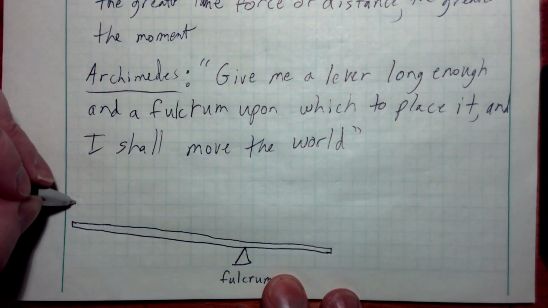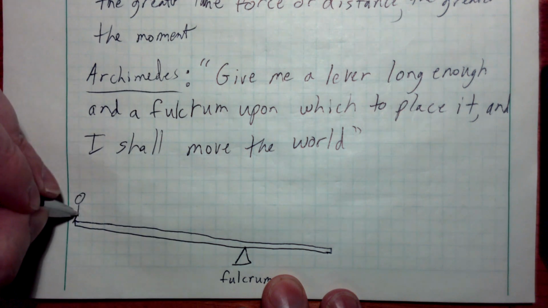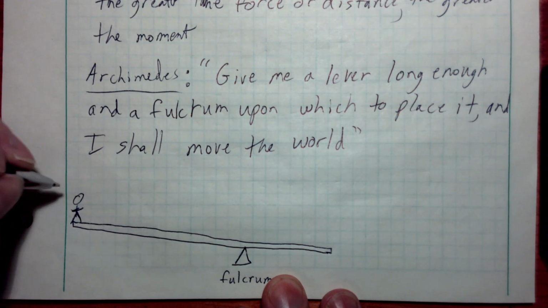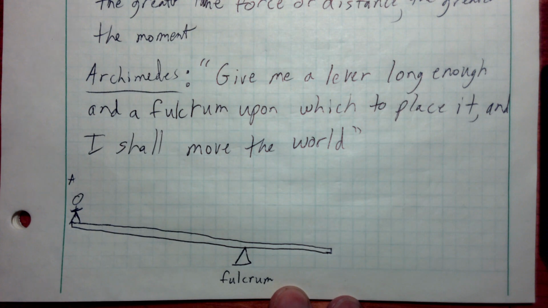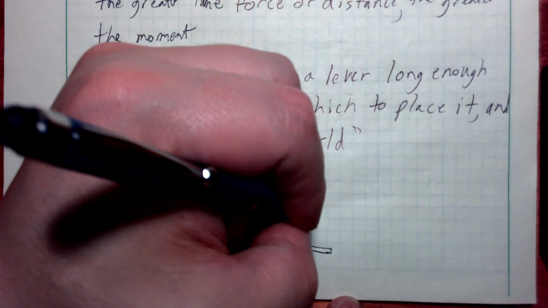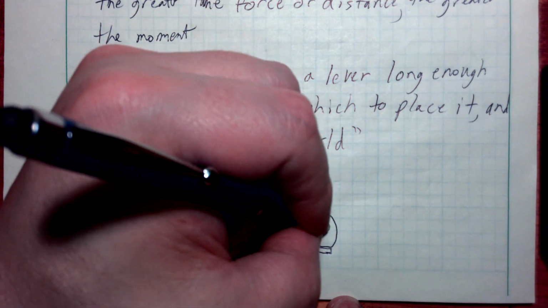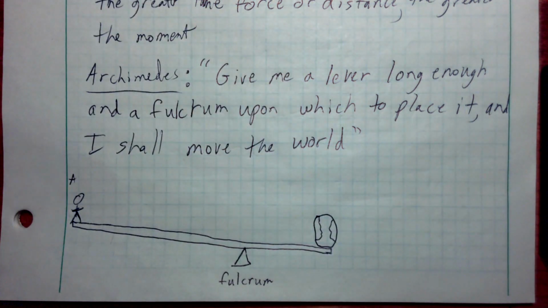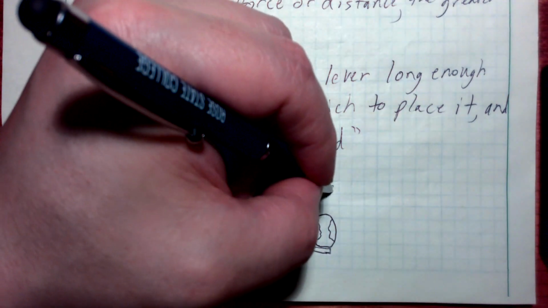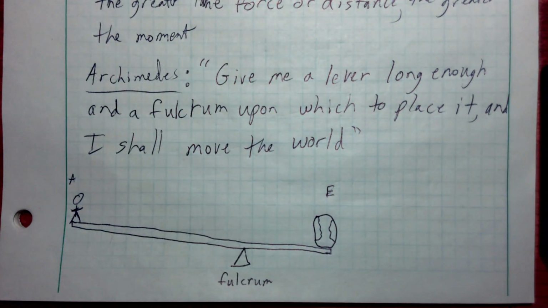And we put Archimedes out here. This is how I draw people. Fair warning. Archimedes, fulcrum. And we put the Earth over here. Earth, E.